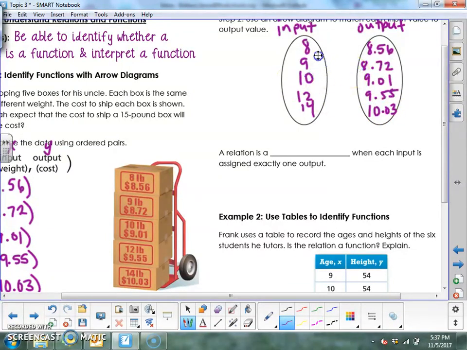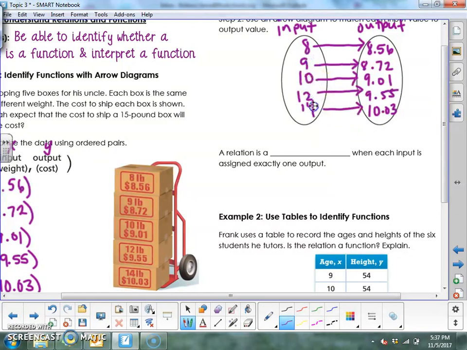And with the arrow diagrams, what you do is you draw an arrow from the input to the output that corresponds with that specific input. So for 8 pounds, it was 856. For 9 pounds, it was 872. For 10 pounds, it was 901. For 12 pounds, it was 955. And for 14 pounds, it was 1003.